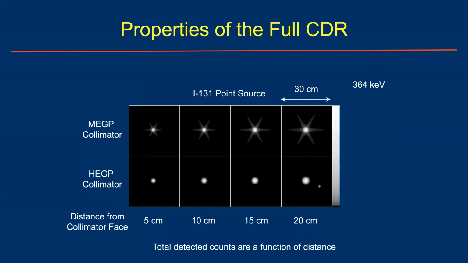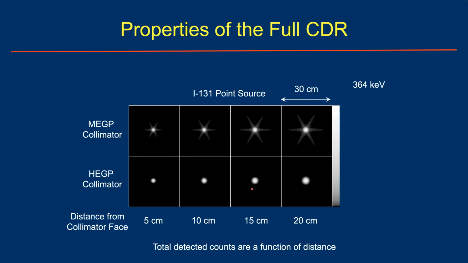This shows the effect of the collimator detector response as compared across different collimators. The medium energy collimator has a small hole size but thinner septa, and the high energy collimator has a large hole size but thick septa. When we're imaging an I-131 point source, which has very high energy gamma photons of 364 keV, we can see there is a lot of penetration for the thin septa collimator as compared to the thick septa collimator. And we can see the resolution also changes with the distance between the source and the collimator.